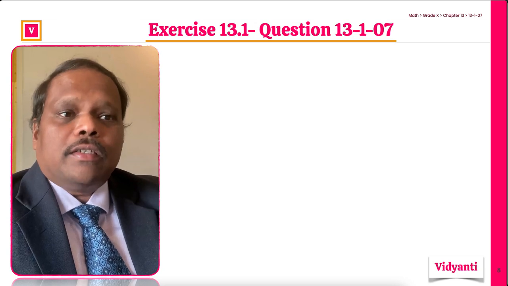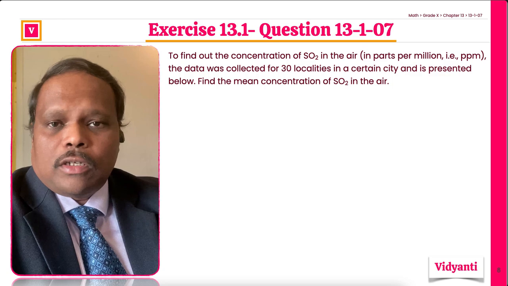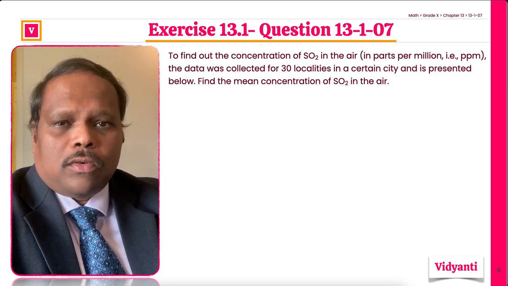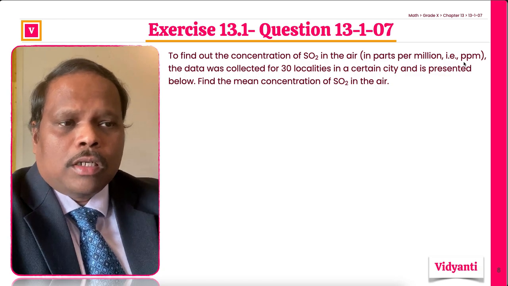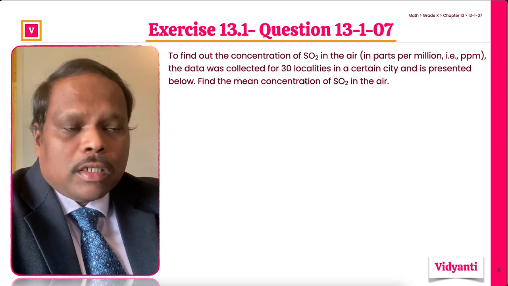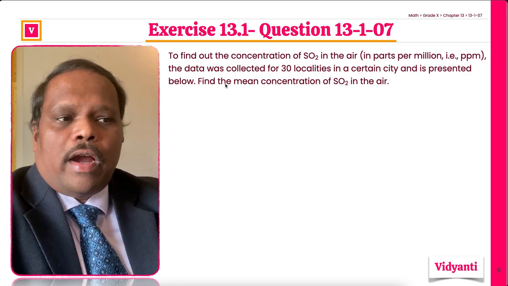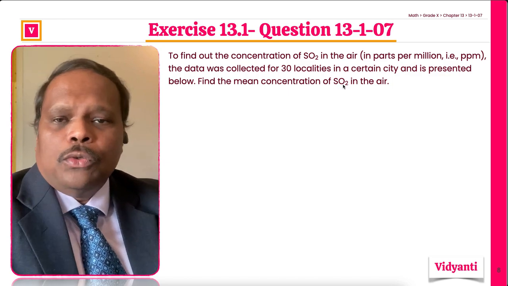The next question in this exercise, question 13.1.7. To find out the concentration of SO2, that's sulfur dioxide, in the air, which is one of the pollutants, by the way, in parts per million, ppm in short, the data was collected for 30 localities in a certain city and presented below. Find the mean, which is average, concentration of SO2 in the air.